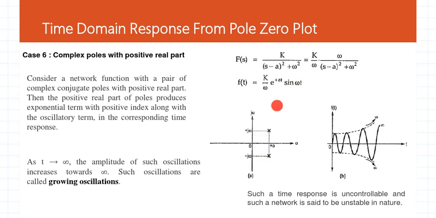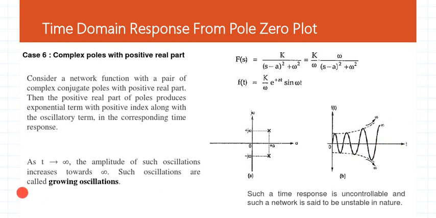Complex conjugate poles result in a sine term in the time domain response. Since these poles are on the right half of the S-plane, we also have an exponentially increasing term associated with it. Together, these two terms result in a waveform that increases exponentially with respect to time. You can see here the sine wave slowly increasing in magnitude with respect to time. So the time response is uncontrolled, right? Because the magnitude tends to infinity as time tends to infinity.